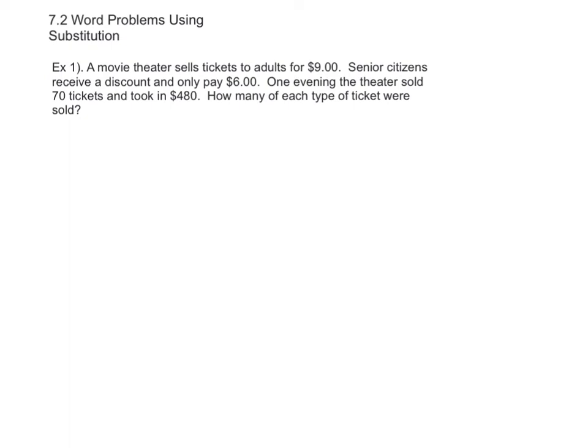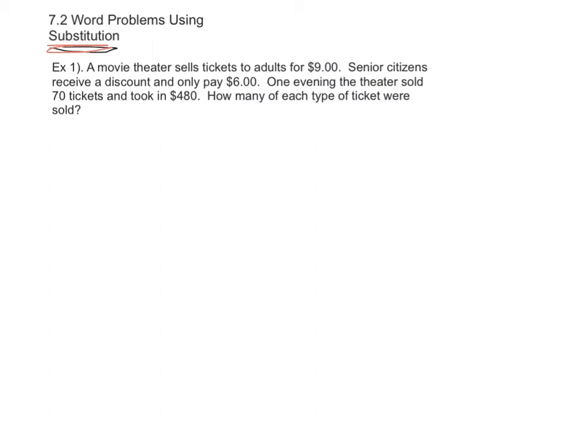So in section 7.2, we are also going to be doing word problems, which we're going to solve by using substitution. So I'm going to start with this first word problem, and you need to take some time and write it down. A movie theater sells tickets to adults for $9.